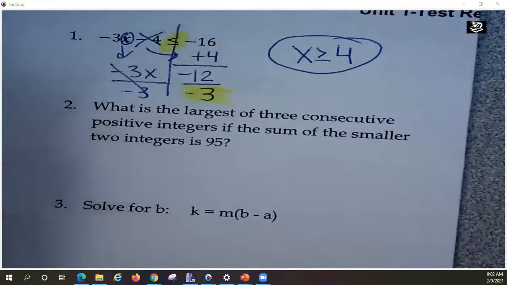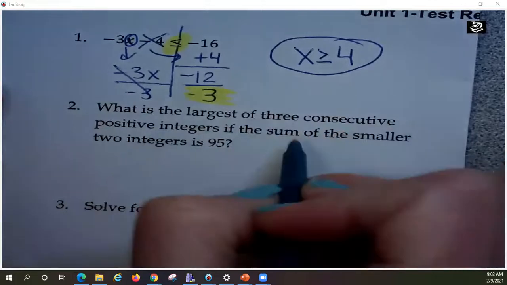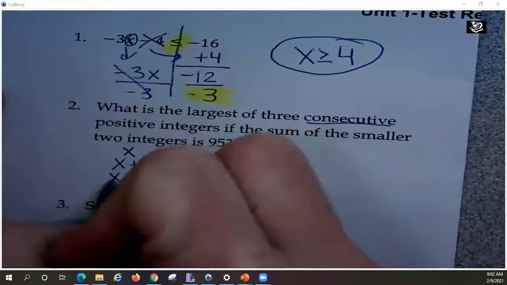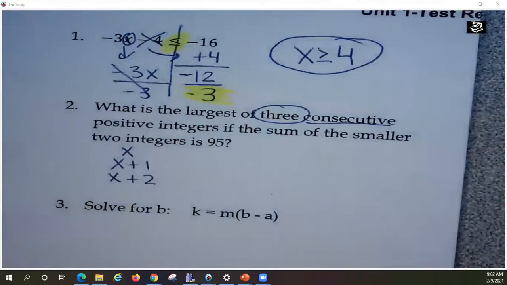Number 2, what is the largest of 3 consecutive positive integers if the sum of the smaller 2 is 95? Mason, how do I set this one up? Do you remember how you can? And, yep, because there's 3 of them. So X, X plus 1, and X plus 2.